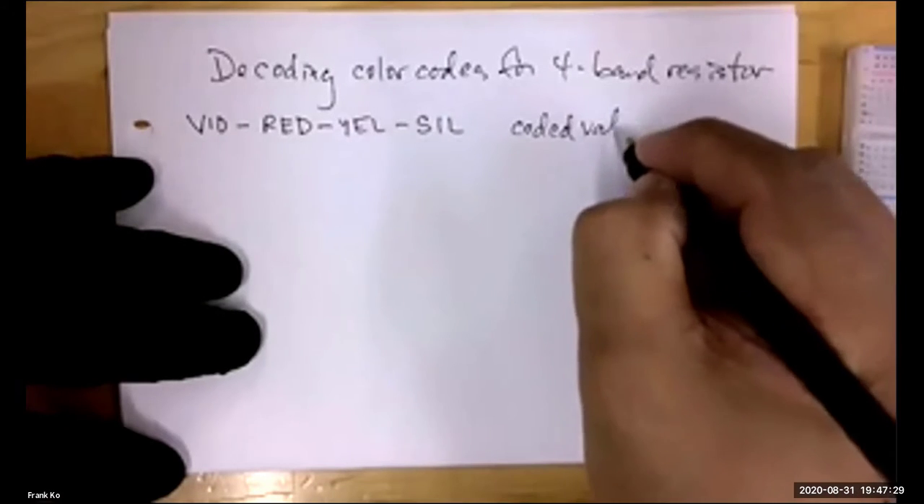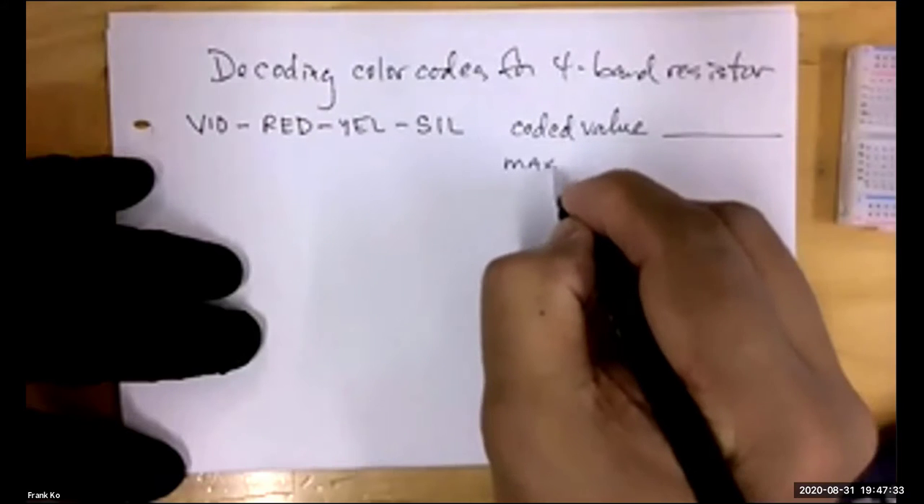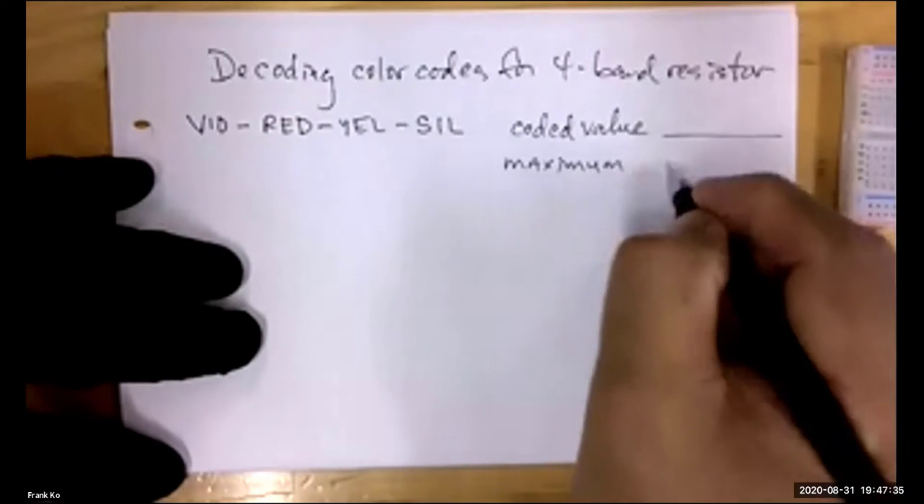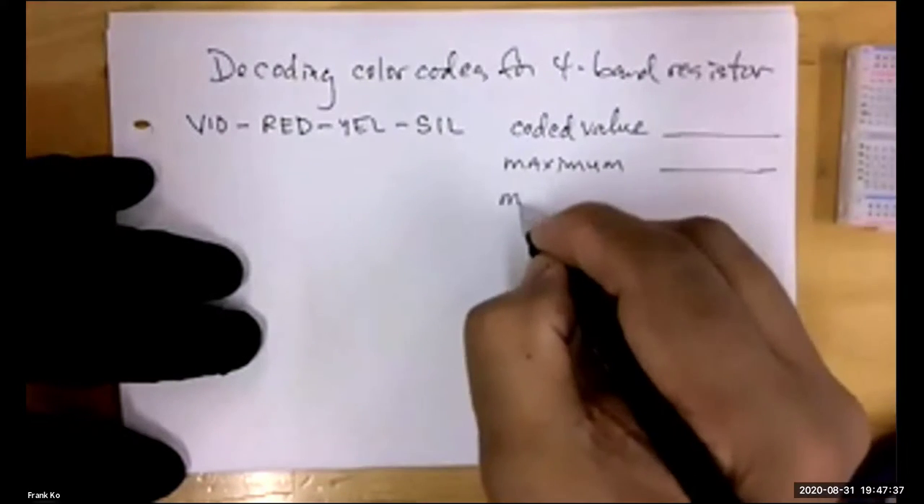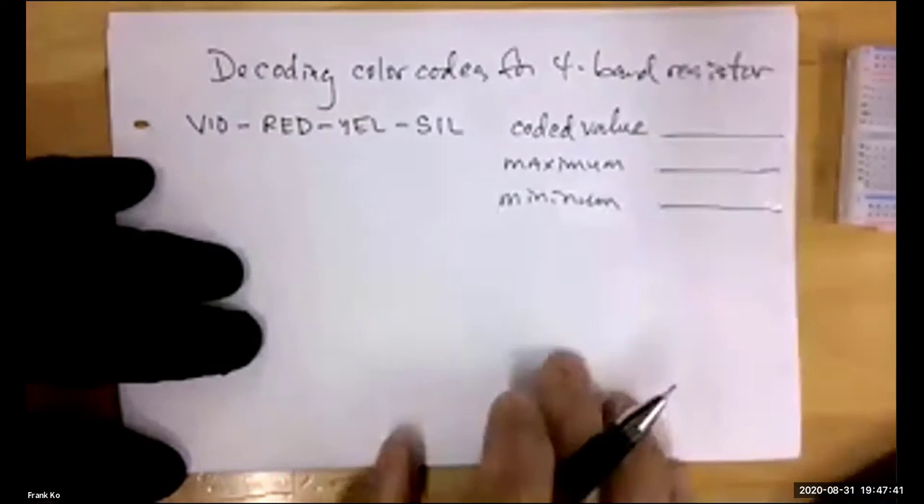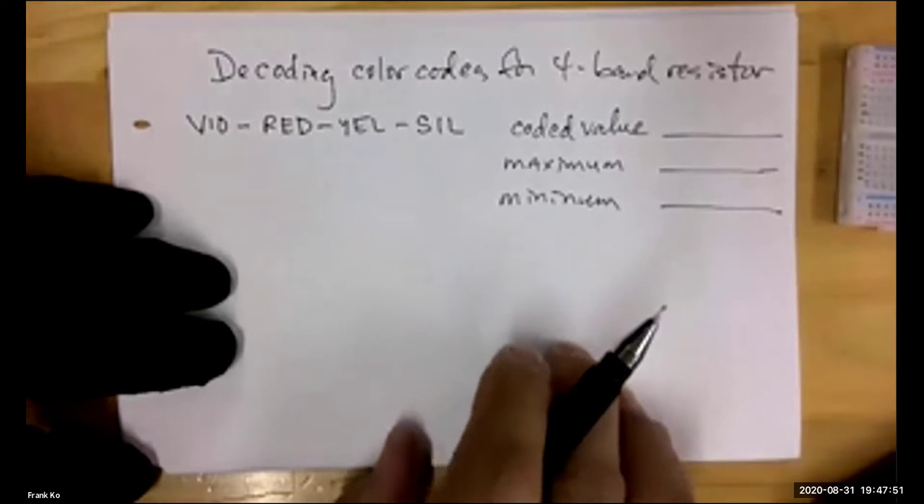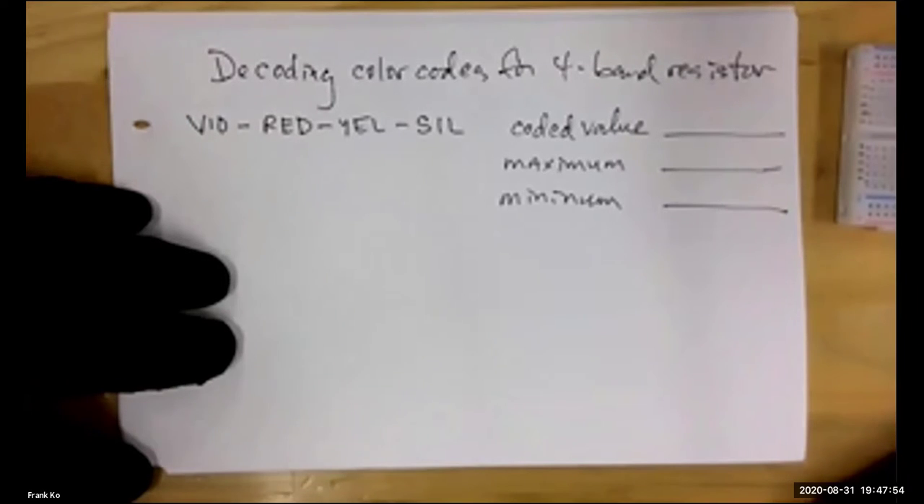Coded value. I would be looking for a maximum. And I would be looking for a minimum. All right, so we have a VIO, RED, YEL, SIL. So everybody, you should have this information in your journals, yeah? In your journals, you are only allowed 2 things to go in there. One is my card and one is the magic card. So you should have that handy in your journals.